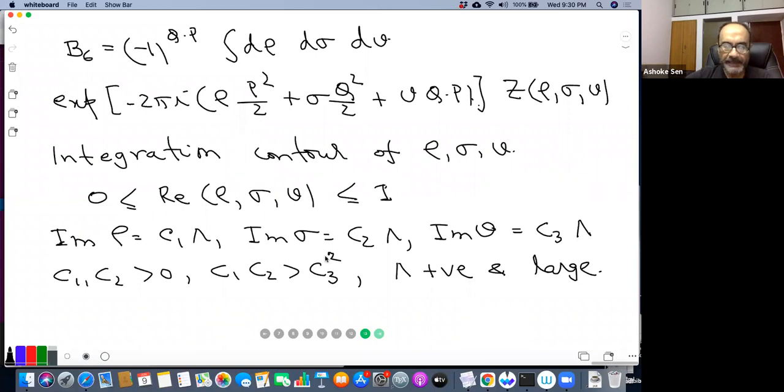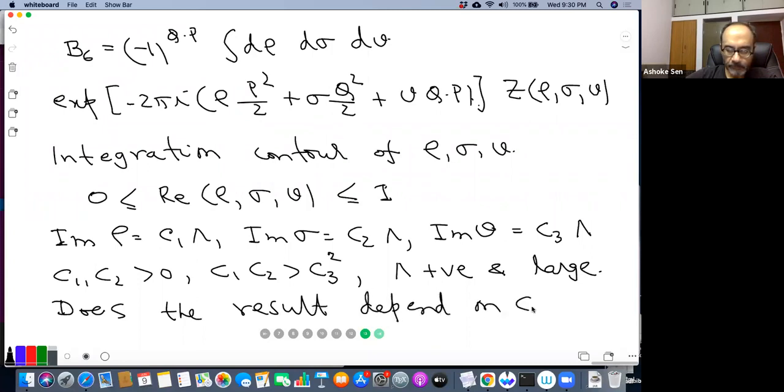So let's take this for now, and ask, does it define this uniquely? Does it depend on the choice of C3? C1 and C2 are positive, so there is no ambiguity there, and again, this is needed, one can show, for convergence. But then does this integral depend on the choice of C3? And how to answer this question is clear.